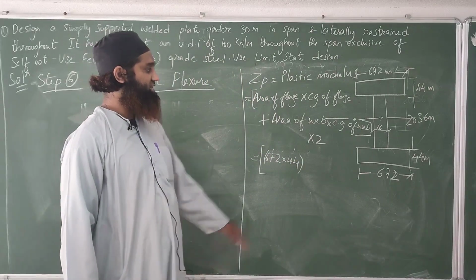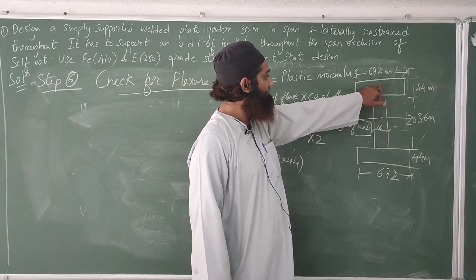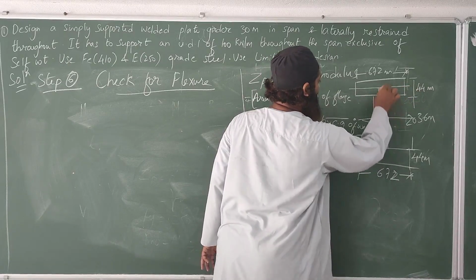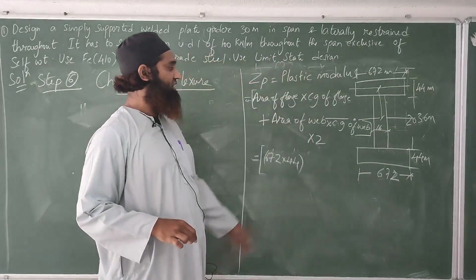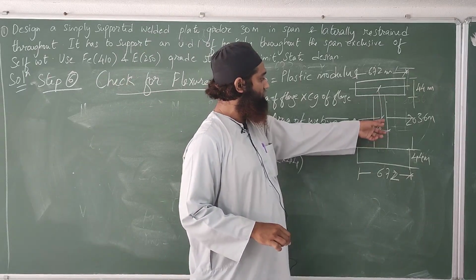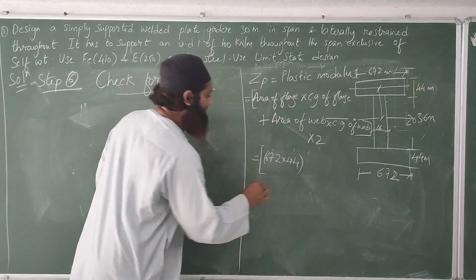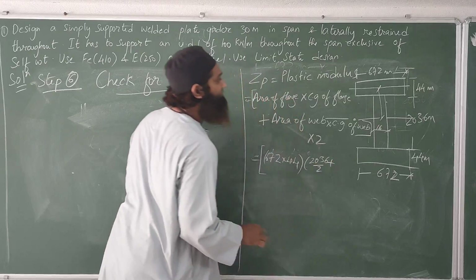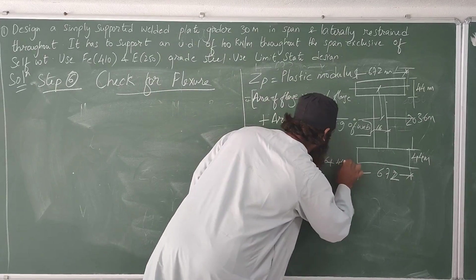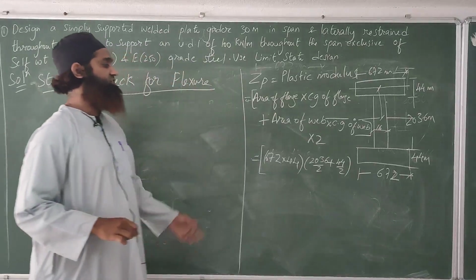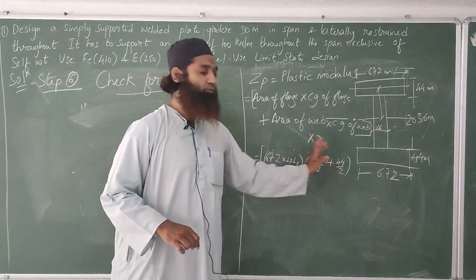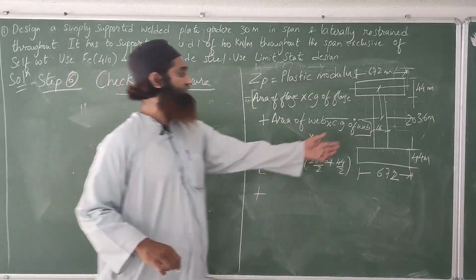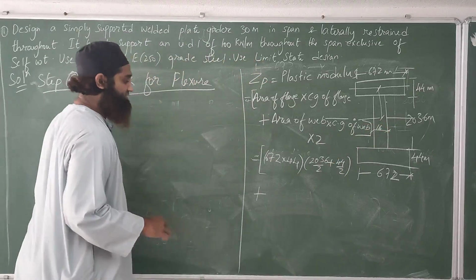Okay, now the CG of the flange. We have to find the CG from this center to the center of this flange, from here to here. Now how can we calculate this? First we'll find out the CG of this: 2036 by 2 plus 44 by 2. Hope this is fine here. Plus area of web, which is 2036 into 16.